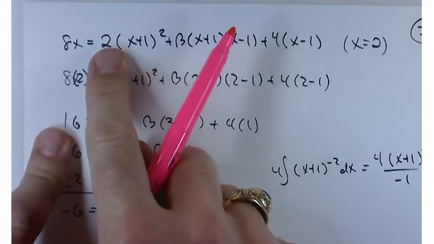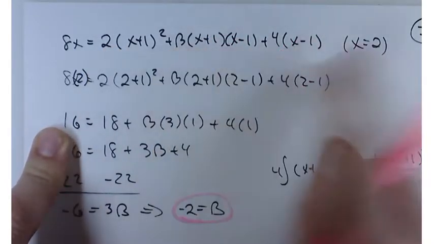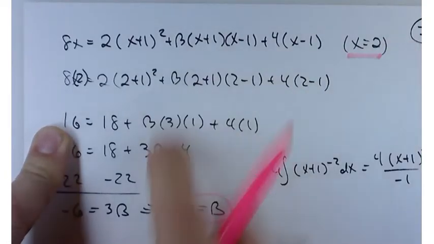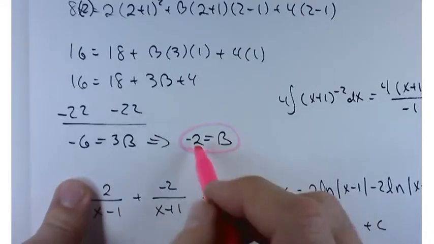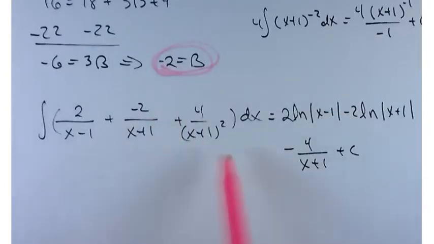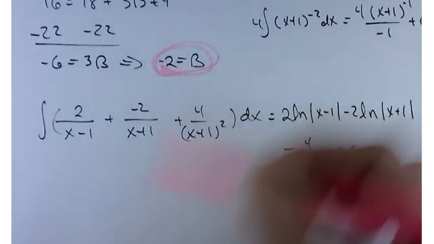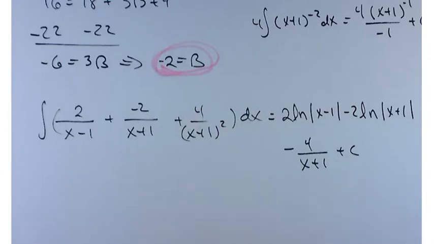Plugged in our values for A and C. Set x equal to 2. That allowed us to solve for B. The rest of it was just rewriting our integrand and then integrating. That was the easy part. Integration was actually pretty straightforward once we got down to that form.